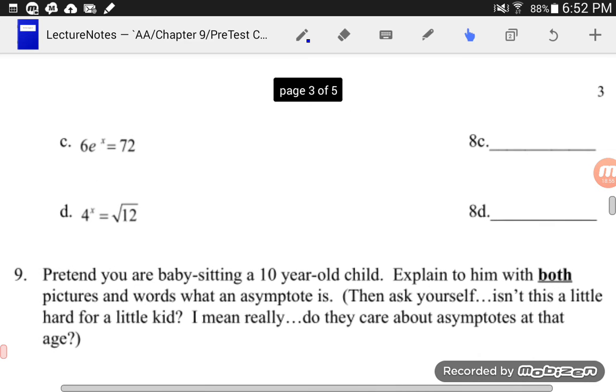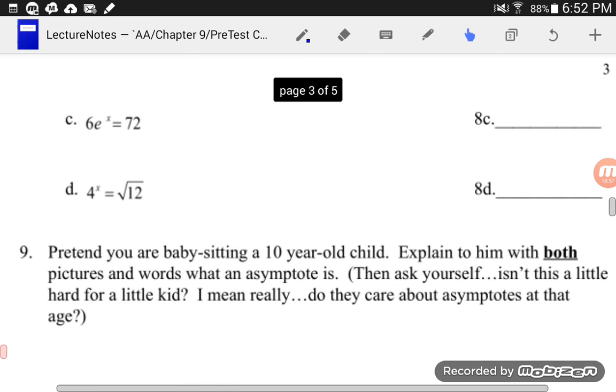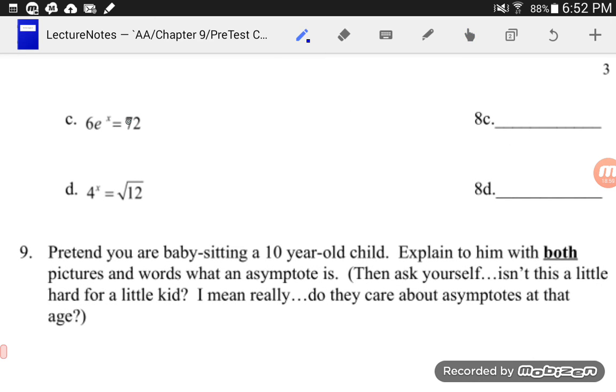Two more to solve here. I got 6e to the x equals 72. I'm going to divide both sides by 6 to start, and I've got e to the x equals 12. I'll take the natural log of both sides.